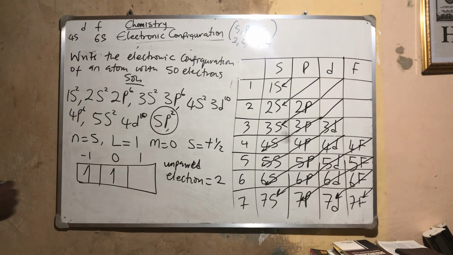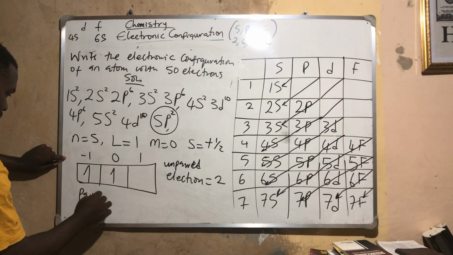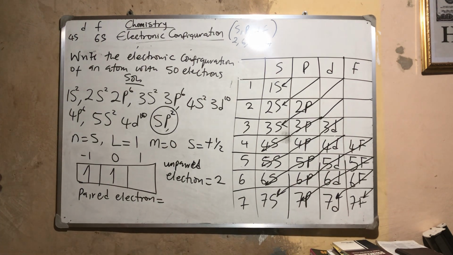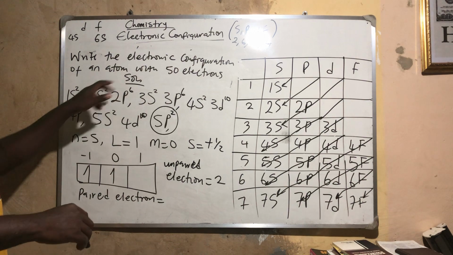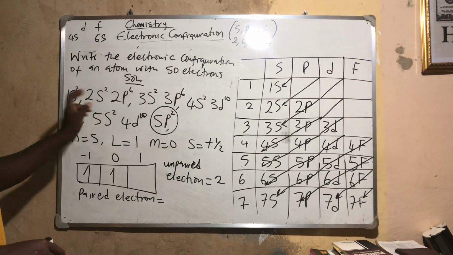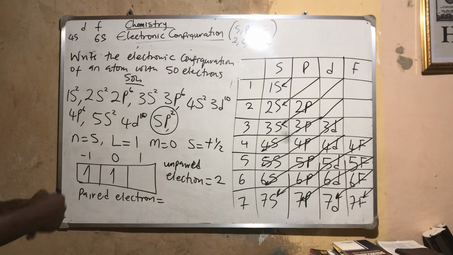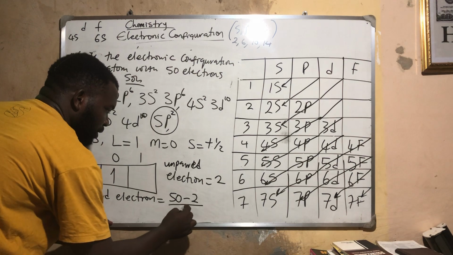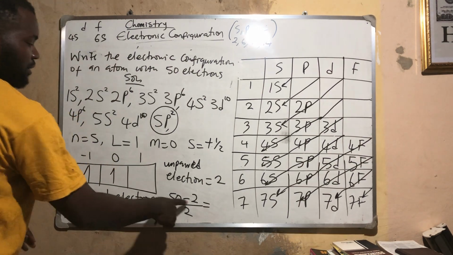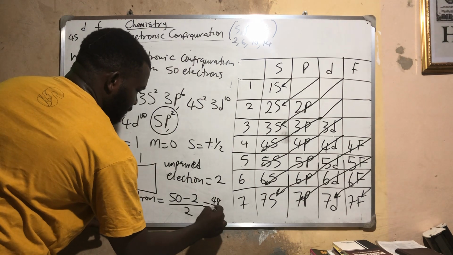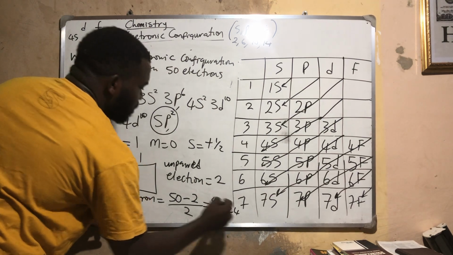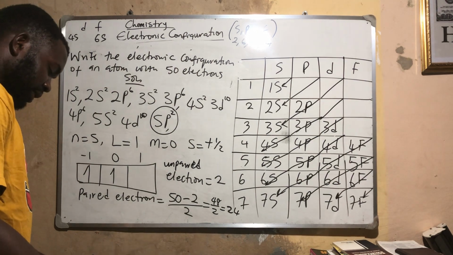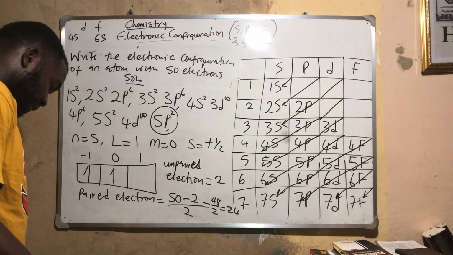Now, how do you get the paired electrons? The paired electrons are gotten from adding all the total number of electrons we have. We have 50 according to what they have. But if they did not give you that, you can count it from here. You see that they are 50 in number. So how do you get it? Just say 50 minus the unpaired electrons, everybody divided by 2. So 50 minus 2 will give you 48. 48 divided by 2 will give you 24. So we have 24 paired electrons.